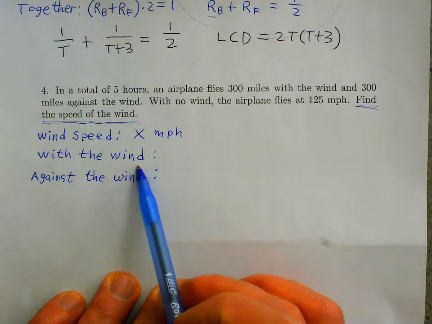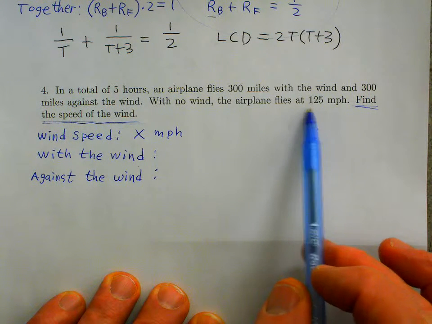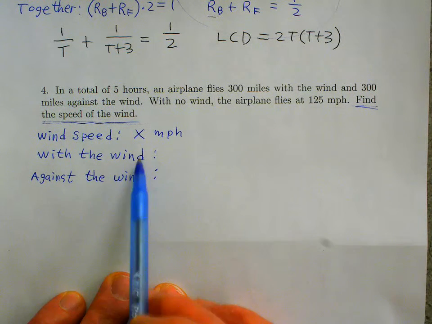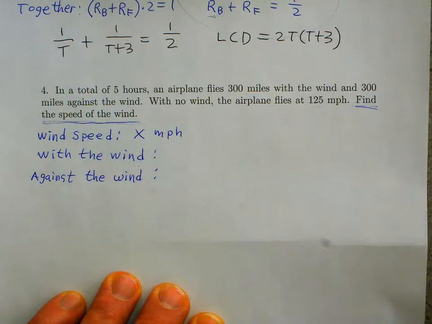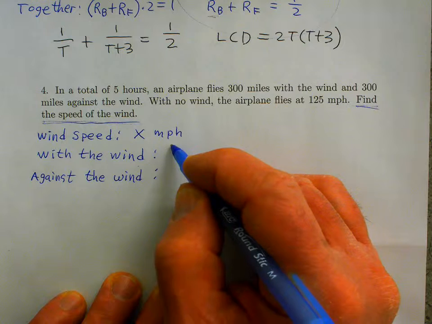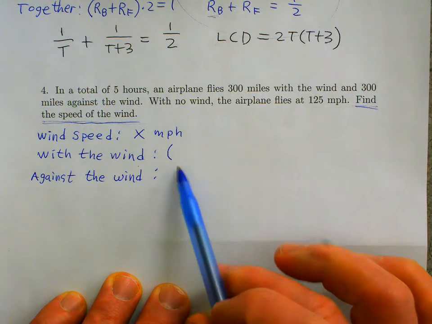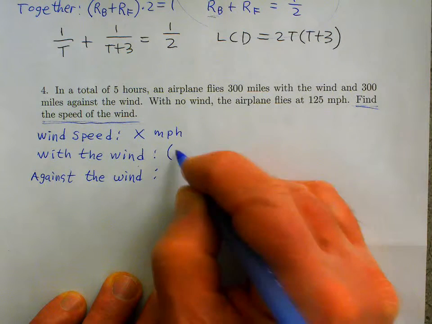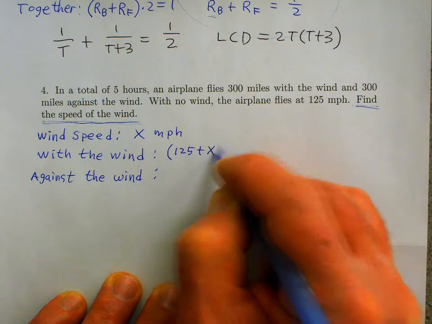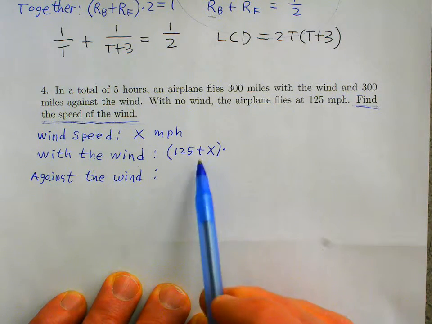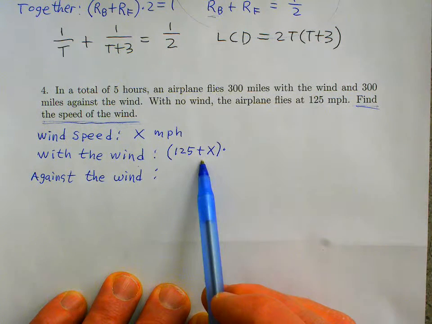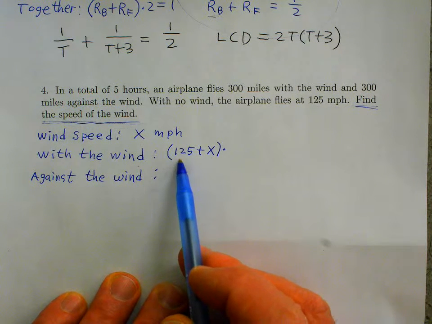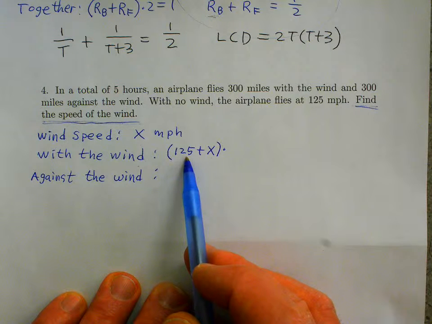With the wind, if there was no wind, the airplane would fly at 125 miles per hour. But if it's flying with the wind and the wind speed is x miles per hour, the rate will be 125 plus x miles per hour. This represents the rate when it's flying with the wind. And if there was no wind, it would be flying at 125 miles per hour.